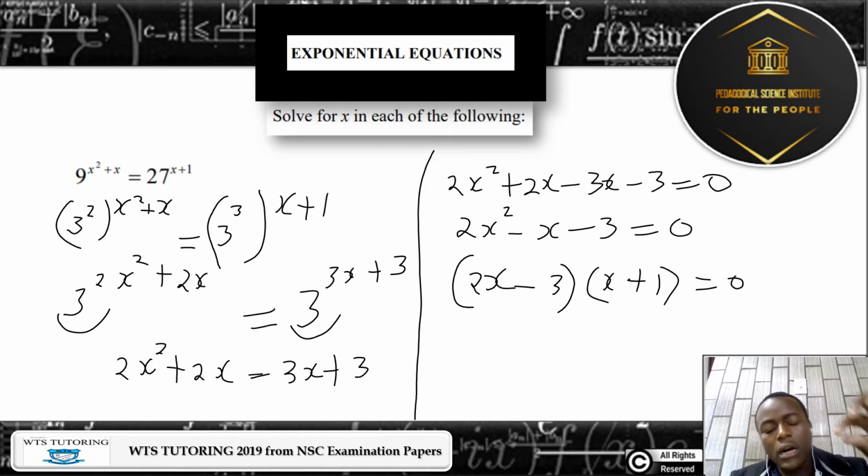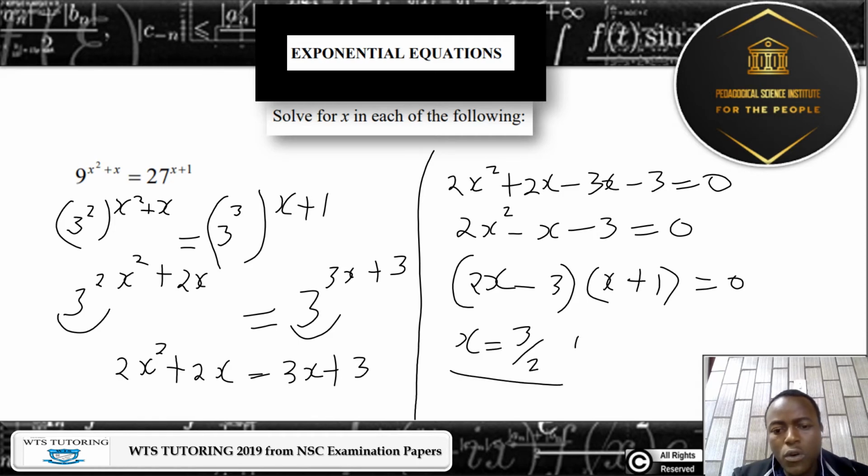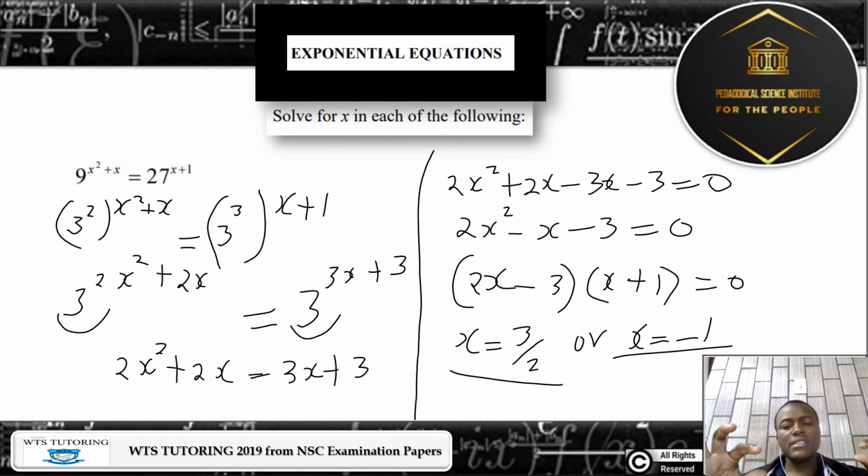So then factors, you equate them to 0, zero factor rule. Then your x will be 3 over 2, or your x this side will be equal to minus 1. So that's basically how you solve for x given this kind of exponential equation.